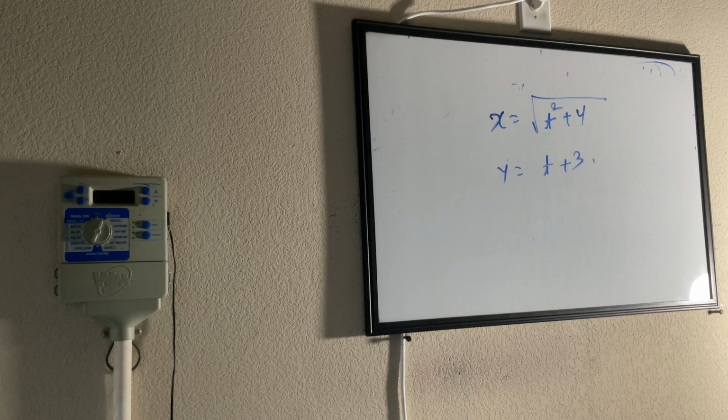So this becomes x equals y square minus 6y plus 9 plus 4, that is 13. That's it. Done.